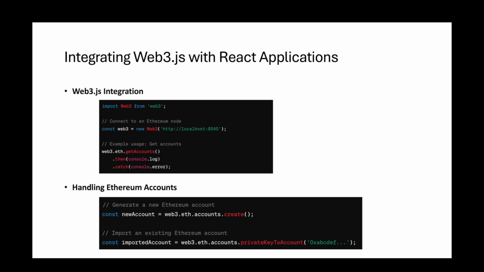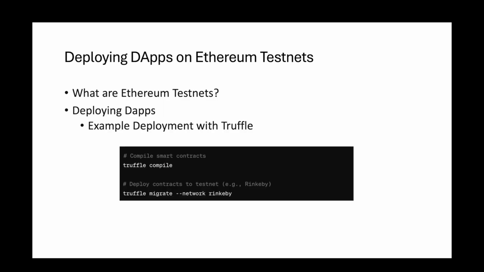Handling Ethereum accounts. Web3.js allows developers to manage Ethereum accounts, including generating new accounts, importing existing accounts, and signing transactions with account private keys. Example. // Generate a new Ethereum account. const newAccount = web3.eth.accounts.create(); // Import an existing Ethereum account. const importedAccount = web3.eth.accounts.privateKeyToAccount('0xabcdef'). Deploying dApps on Ethereum testnets.